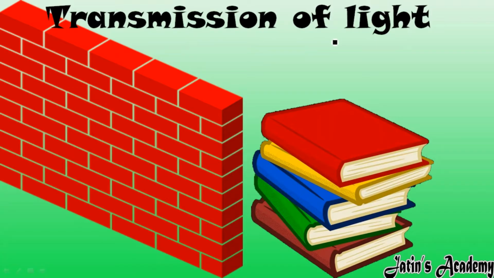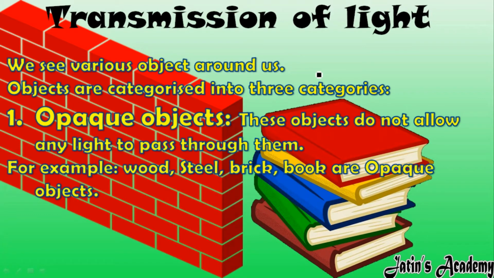Next topic we are having transmission of light. So what do you mean by transmission of light? Transmission of light means whatsoever objects are present in our surrounding, those objects are categorized into three categories. Why are they categorized in three categories? On the basis of transmission of light.